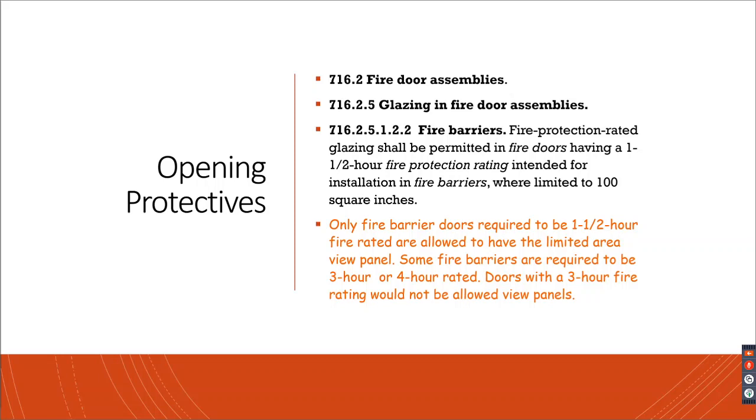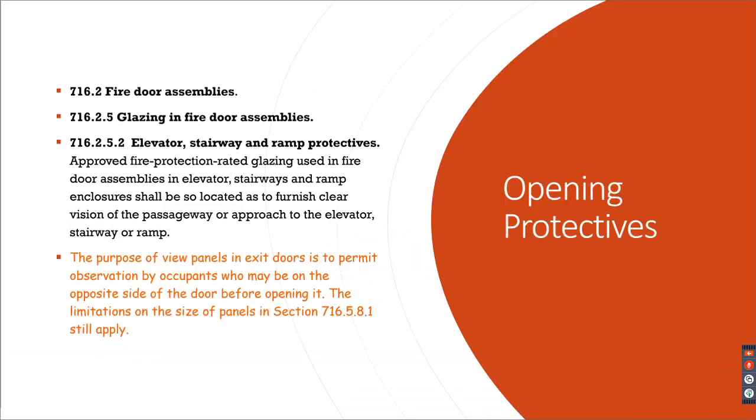But some fire barriers have to be 3 or 4 hour. So doors with the 3 hour, again, would not be allowed to have the view panels. And then for when you've got them in the elevators, stairway or ramps, approved fire protection rated glazing used in fire door assemblies in the elevator, stairways, and ramp enclosures shall be so located as to furnish clear vision of the passageway or approach to the elevator, stairway, or ramp.